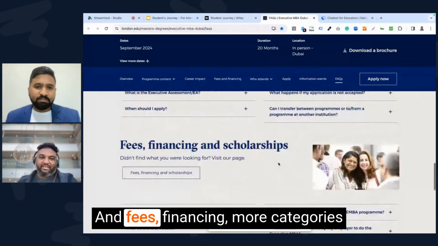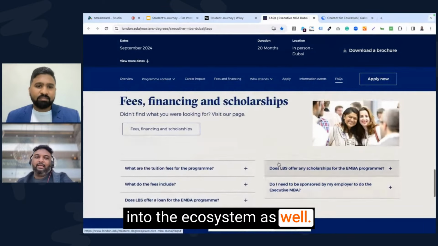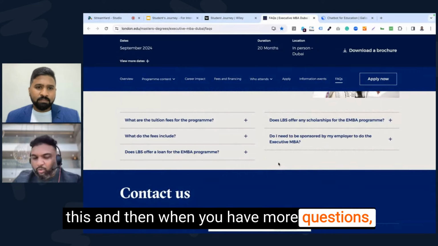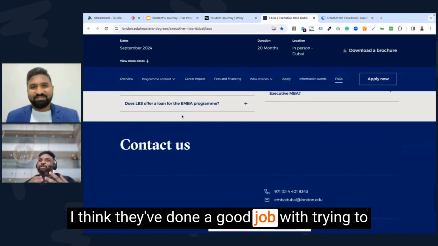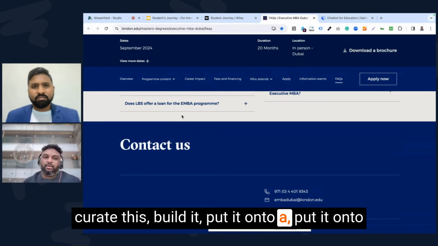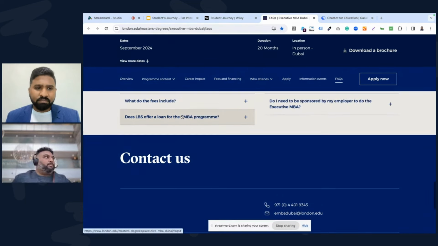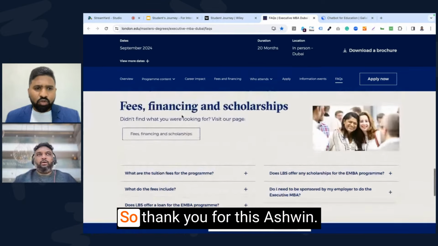Absolutely. And fees, financing, more categories in the ecosystem as well. Now when you've gone through all of this and you have more questions, it's a great place to then contact them. I think they've done a good job curating this, building it, putting it onto their website and making it accessible, so that students are able to get this information. Definitely. Thank you for this, Ashwin.